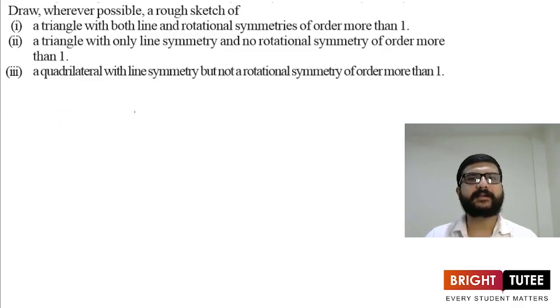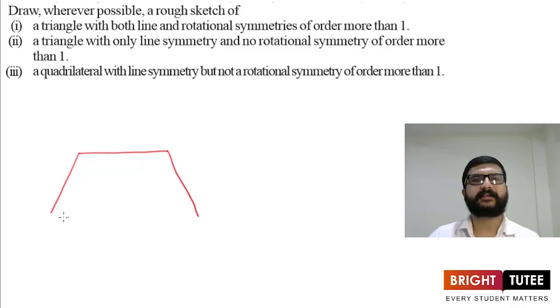It is a quadrilateral with line symmetry but not a rotational symmetry of order more than 1. Can we have any quadrilateral which has a line symmetry but does not have a rotational symmetry of order more than 1? Yes, we can have such a quadrilateral. We can have a trapezium in which the non-parallel sides are equal like this. Let's say this is a trapezium in which these two sides are parallel and the non-parallel sides are equal. Now in this trapezium, this will be the line of symmetry.